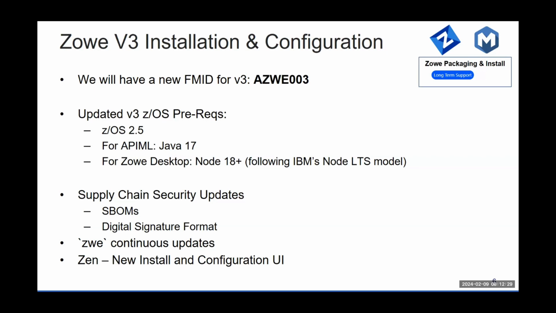Okay, so after the prereqs, the things that we're focusing on for V3 are a couple different areas. It's supply chain security updates. Specifically, we're going to be doing a refresh of our SBOMs and of our digital signatures. Then we're going to be continuously updating the zwe install and configuration tool. Again, this aligns with staying on the same track and in the same direction for how we do install and configuration, but just improving it. And then lastly, we're working on a new install and configuration tool, which is a UI-based install and config for Zowe, and that is called Zen.